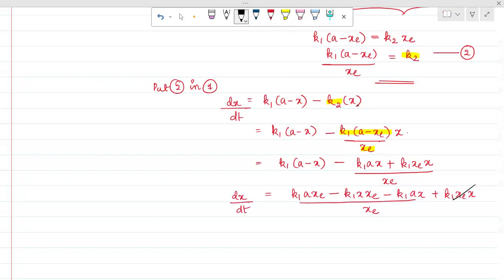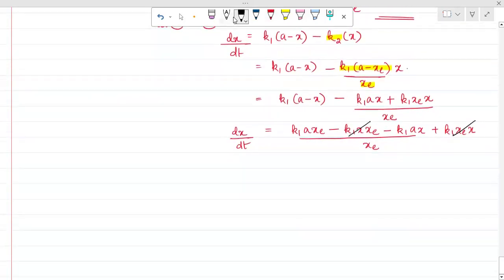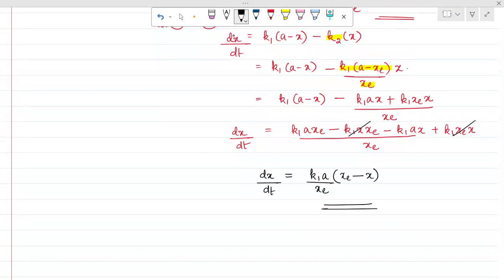This is plus K1 XeX. This is minus K1 XeX. That gets cancelled. So you get dx by dt is equal to K1 A by Xe is common. And in the bracket, what you have is Xe minus X. This is the expression for the product formation.